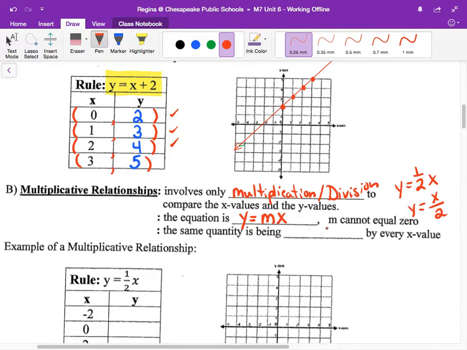Y cannot equal 0 because what happens when we multiply something by nothing, it becomes nothing. So you can't have 0 because you're not really multiplying. The same quantity is being multiplied. Oops, I got to spell it right.